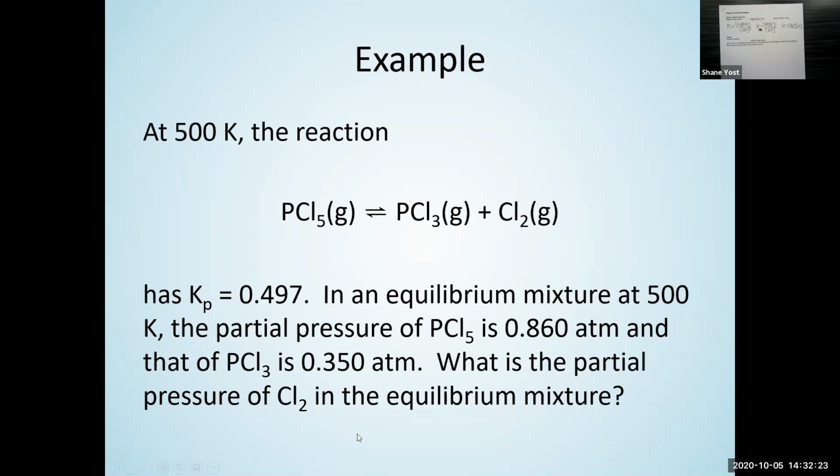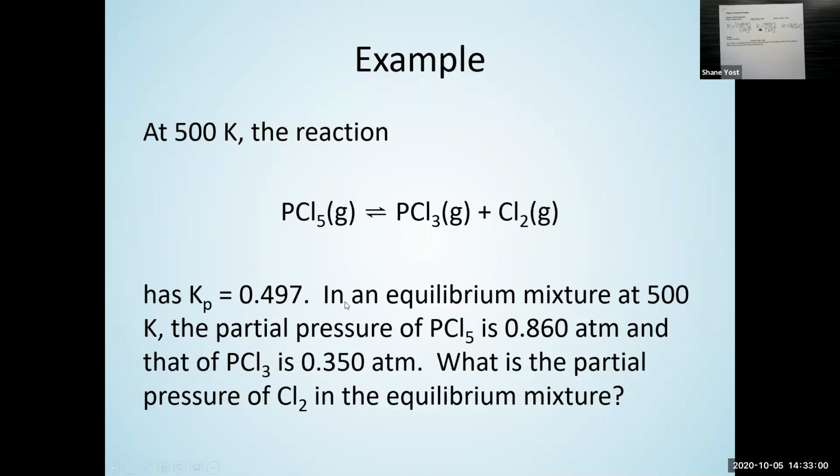So here, I have this example where I have this equilibrium reaction, PCl5 going to PCl3 plus Cl2. Now it has an equilibrium constant Kp here. The subscript P is just indicating that we're dealing with pressures. That's what that P is telling you, that we have gases, we're dealing with pressures. That's right, because the problem gives you partial pressures. So Kp is 0.497.